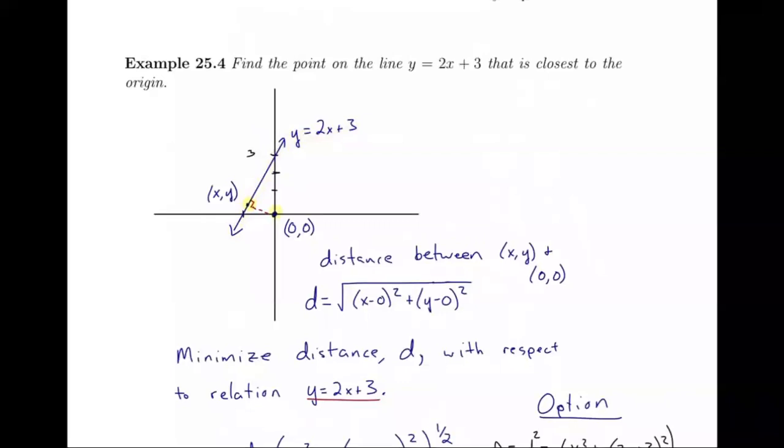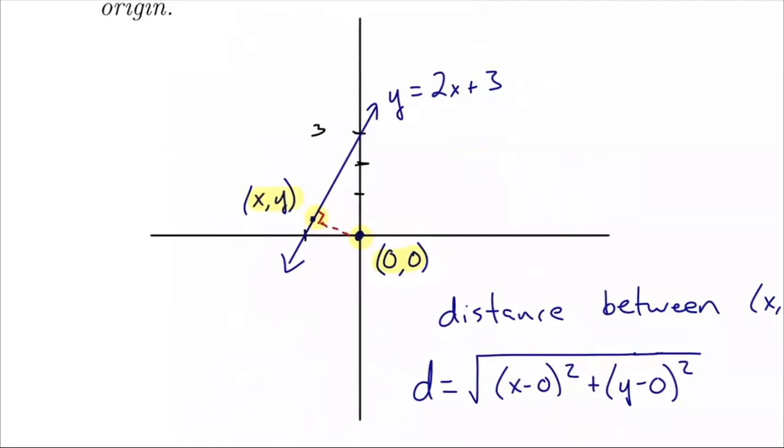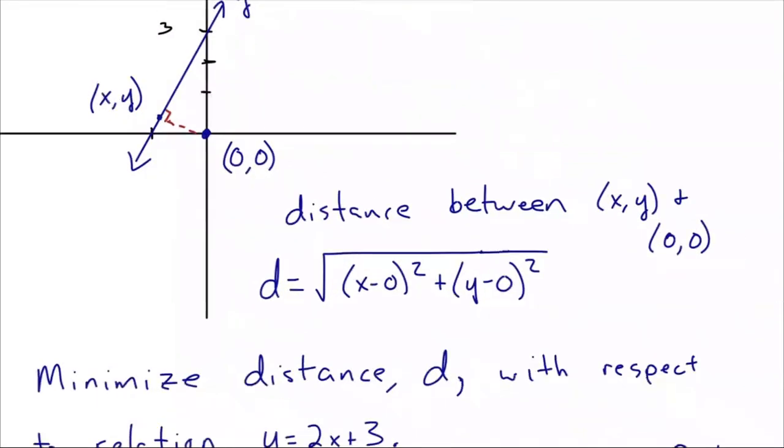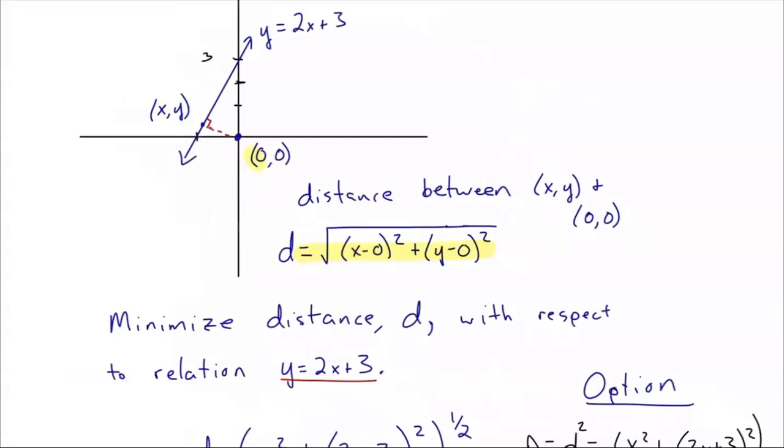So we want to minimize the distance of 2 points in the plane. One of those points is 0, 0. The other point is xy. We don't know what those values are. We're trying to find them. So what's the distance between the point xy and 0, 0? Remember the distance formula. The distance formula between xy and 0, 0 is given by this formula here. It's the square root of x minus 0, quantity squared, plus y minus 0 squared, square root of all that.